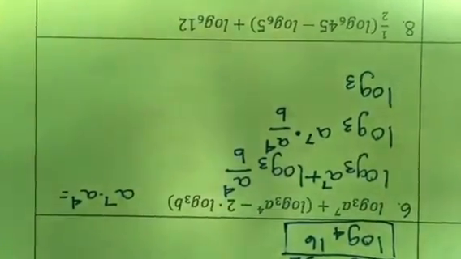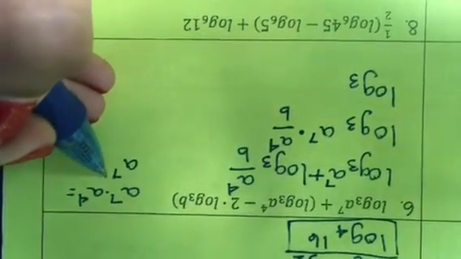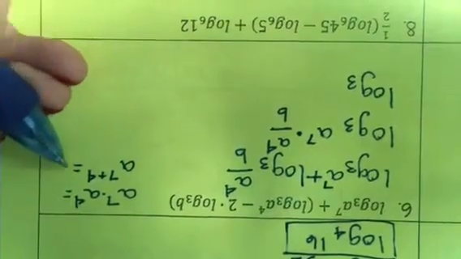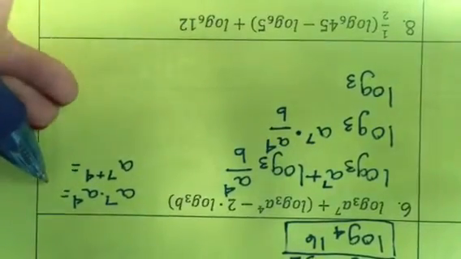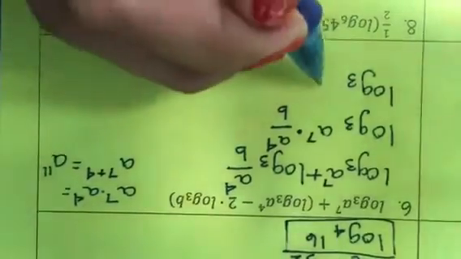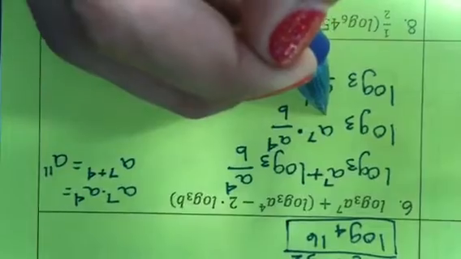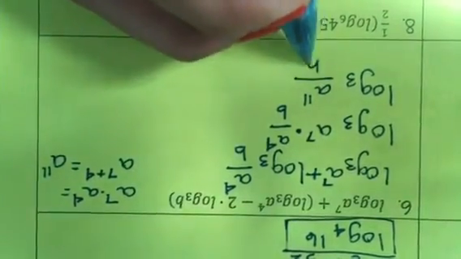That requires me to think back to my exponent rules. When I have products, I add the exponents. So now I have a to the 7 plus 4, which gives me a to the 11th power. Then in my denominator, I have 1 times b, which is simply b.